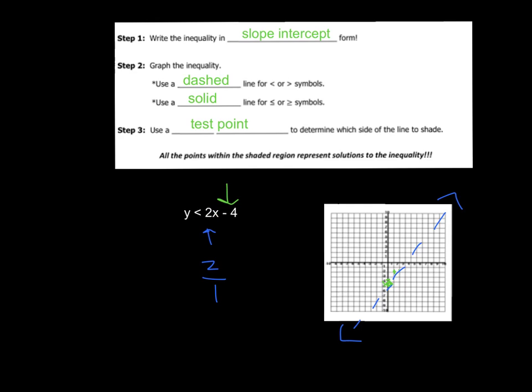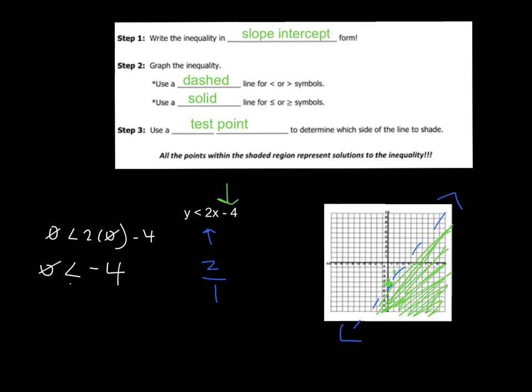So if I put a 0 in for x and a 0 in for y, that would be 0 is less than 2 times 0 minus 4. I would get 0 is less than negative 4. This is not true. Therefore, I know that I need to shade on the other side of my line. I know that the solutions for this inequality occur below the line.